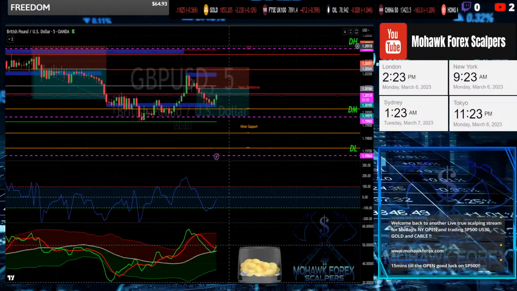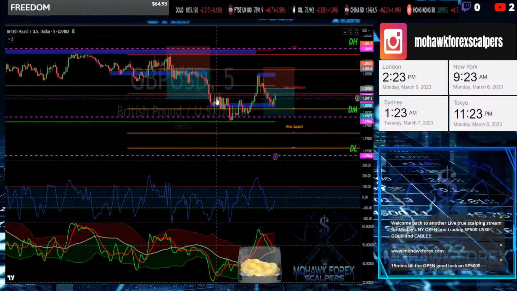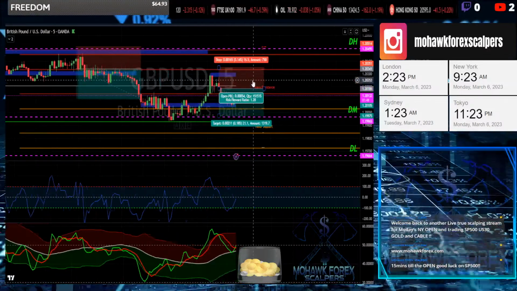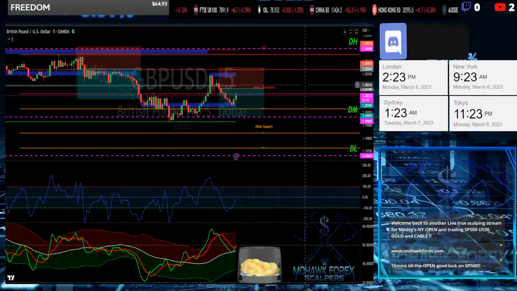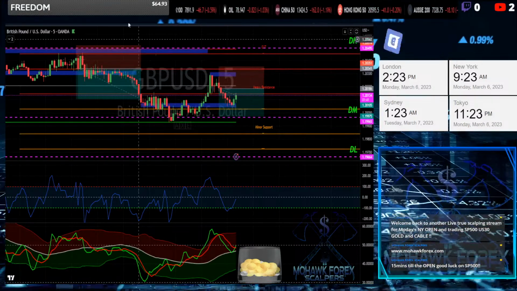But it's good to have these levels on the chart, so you can see where price went to yesterday and how it retested it, rejected off it, and it's trying to creep back up again as the dollar is weaker at the moment. So that's another thing worth looking out for.